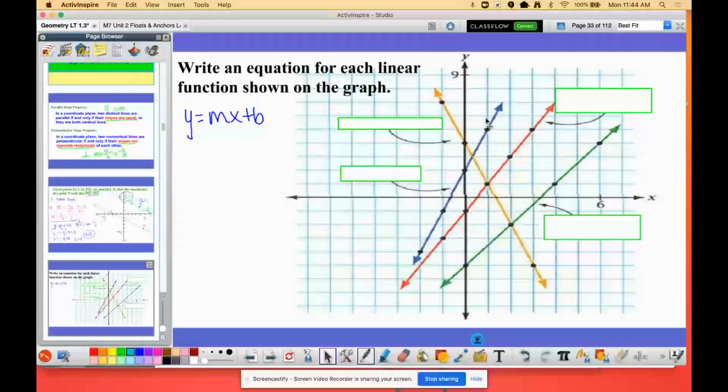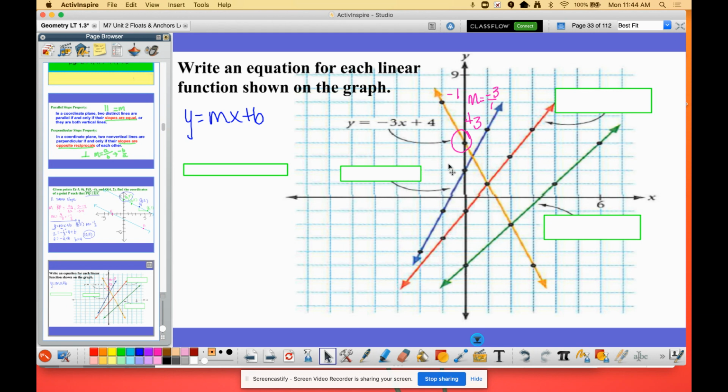So let's start with this orange line here. We can see on the orange line that our y-intercept is right here. It's 1, 2, 3, 4. So that's 4. So it's going to be something plus 4. And then to count our slope, it's rise over run. So we can go from this point to this one. We go up 1, 2, 3. So that's up 3 and to the left 1. So the slope is going to be negative 3 over 1 or negative 3. So we should have negative 3x plus 4.